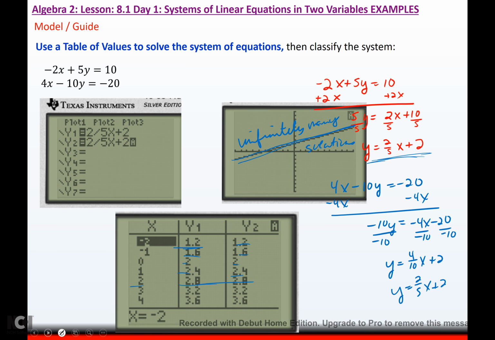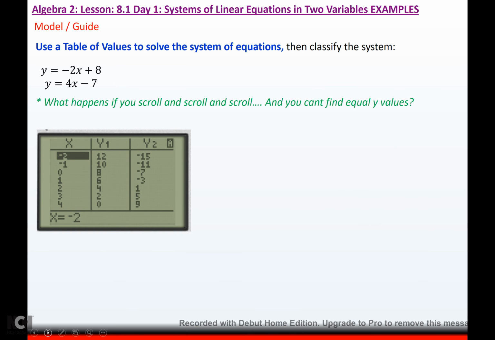Okay? What if you type this in and you scroll and you scroll and you scroll and you can't find equal y values? Well, it doesn't necessarily mean that there's no solution. Obviously, there's a solution because the slopes are different. If the slopes are different, I promise, your lines cross. All right? So if I'm not finding it, what can I do? Well, what you do is you start looking at the difference between these y values, and you see when they're starting to get closer and closer to each other.